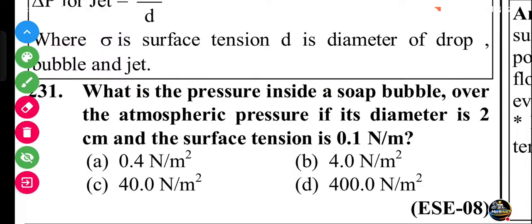Next question, friends. What is the pressure inside a soap bubble over the atmospheric pressure? If the diameter is 2 centimeter, the surface tension is 0.1 Newton per meter. Friends, the answer is given in Newton per meter square, the SI unit. So first of all, diameter is converted into meter. 2 centimeter is 2 into 10 to the minus 2 meter. Okay.